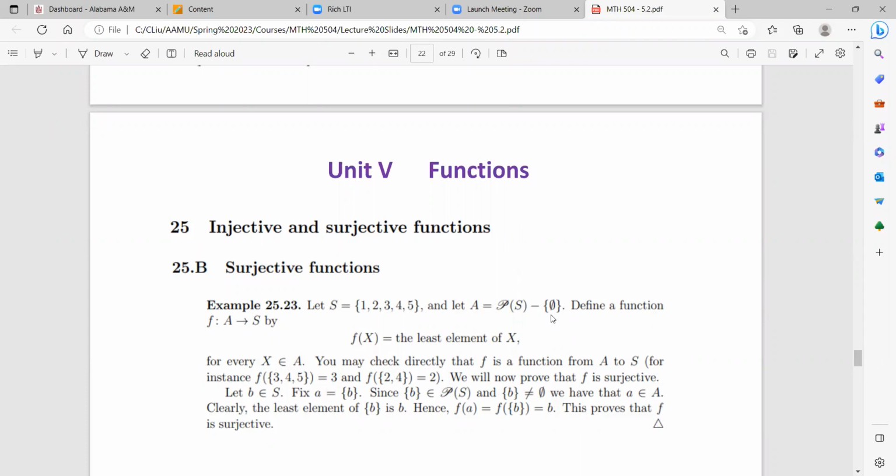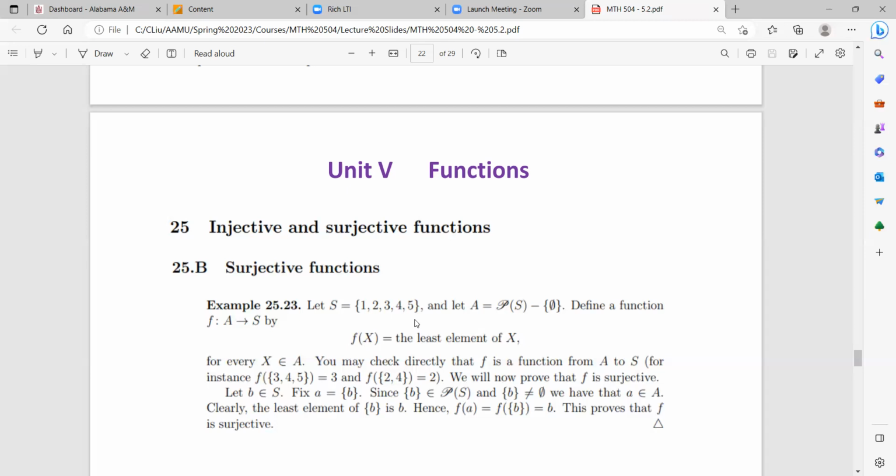Then we define a function from A to S by this rule, by letting f of x, where x is one of those elements in A, be the least element of x. So x is a subset of S, and you just pick the least element in this subset.